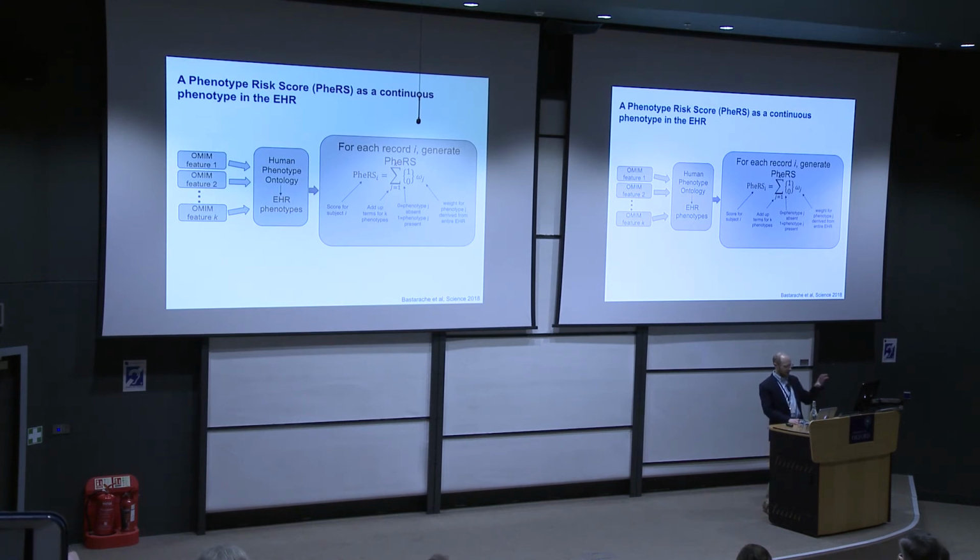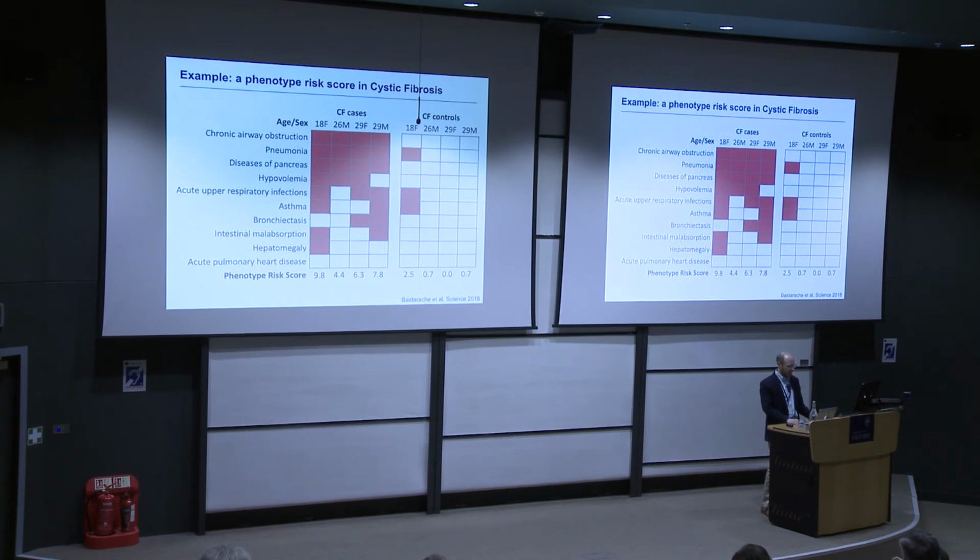And by mapping all the phenotypes to a common ontology, you can basically just iterate this across all the Mendelian diseases for which we have a schema designed in OMIM or other resources. And so we've done this for about 1,200 diseases. Here's just an example of what it would look like for 4 real cases and 4 real controls of cystic fibrosis.